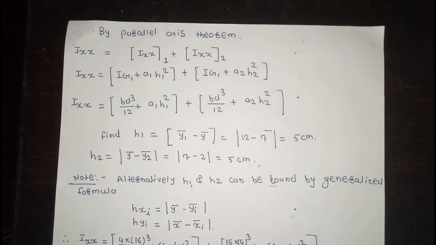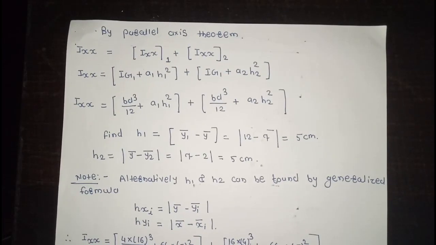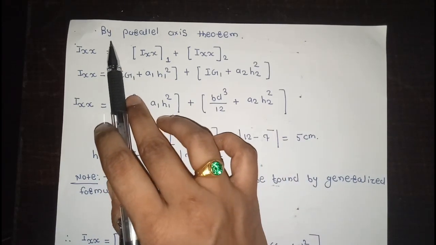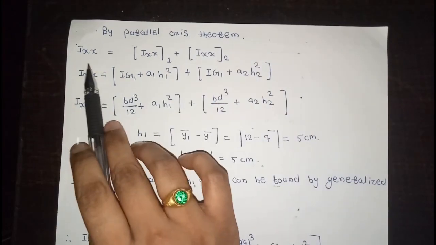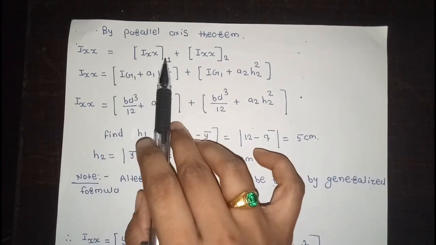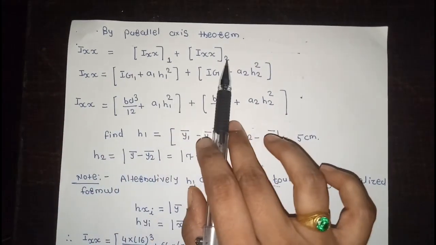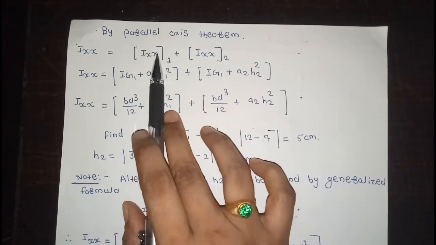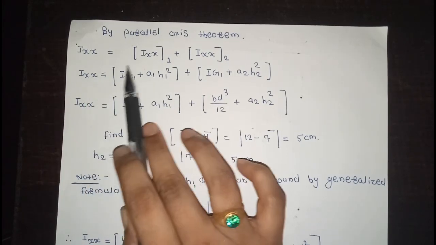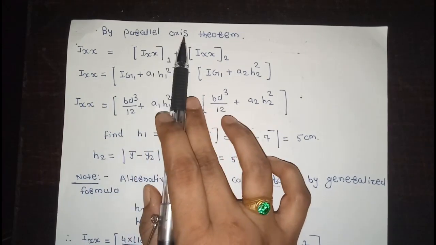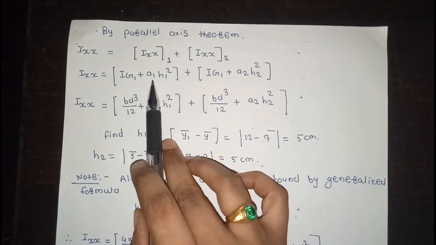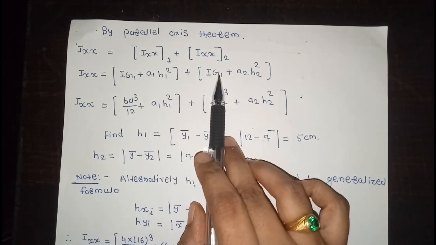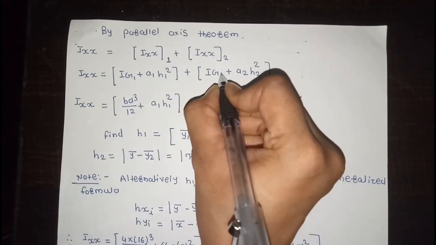So by parallel axis theorem, because all the x-axes are parallel to the base, Ixx is equal to Ixx of section number first plus Ixx of section number second. Applying parallel axis theorem, Ixx is equal to Ig1 plus A1 H1 square plus Ig2 plus A2 H2 square.